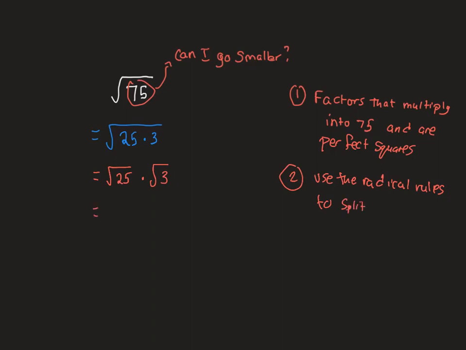Okay? So the square root of 25, I know, is 5. Square root of 3, on the other hand, it's a decimal number, so you don't really want to go into decimals. So we can just leave it as square root of 3. So 3, can I make that any smaller? No. So my final answer would be 5 times square root of 3. So let's look at this in another example.